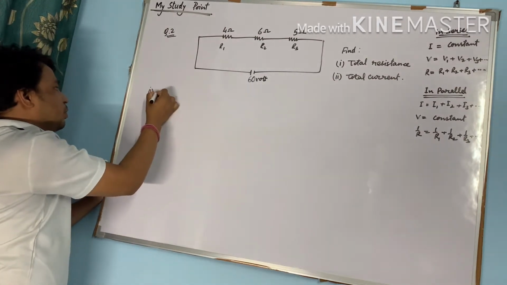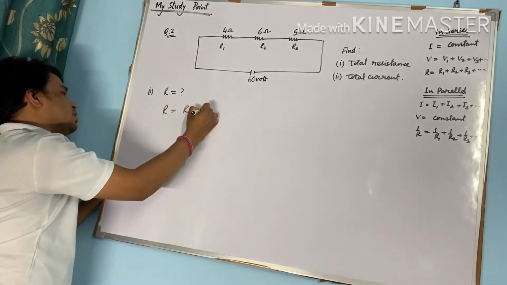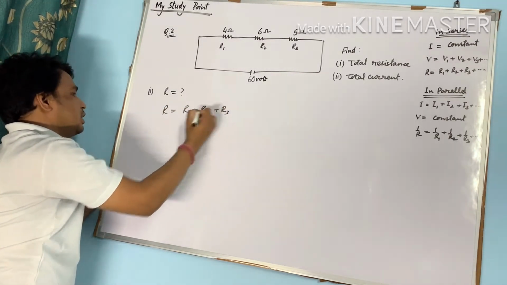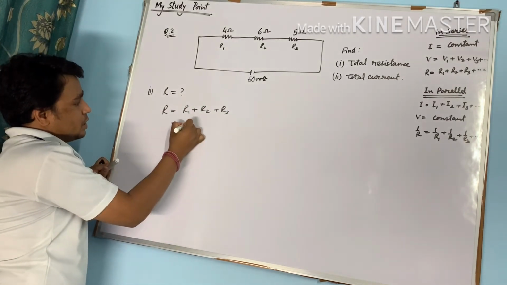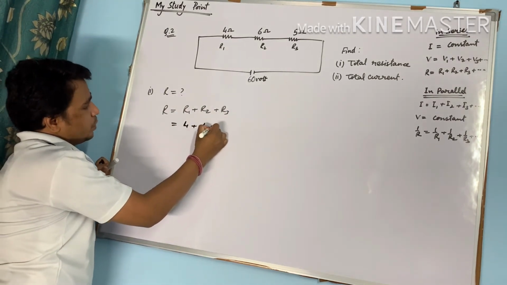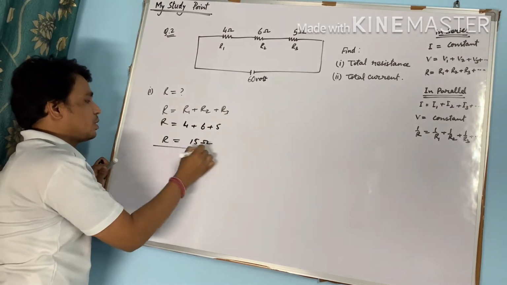First part, we have to calculate the total resistance. For that, use the formula R is equal to R1 plus R2 plus R3. Since there are 3 resistors, add all of these values, that is 4 plus 6 plus 5, that comes out to be what? 15 ohm is the total resistance.